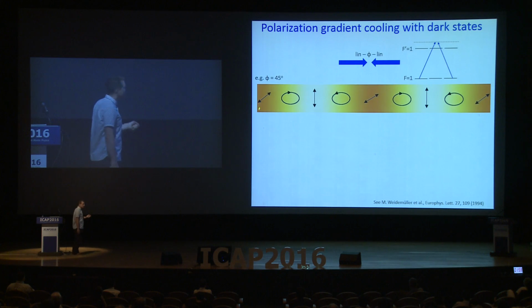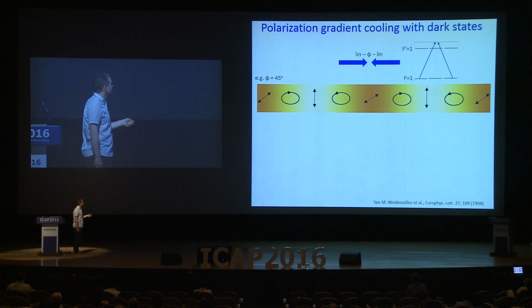So what does this look like? Okay, you get, of course, a standing wave of intensity. I do it here for an example where phi is 45 degrees. So you get a standing wave of intensity, but the intensity never goes to 0, and the polarization is changing as you move through this standing wave. In this F equals 1 to F equals 1 system, of course, there are dark states, or there's a dark state. There's a dark state and a bright state.